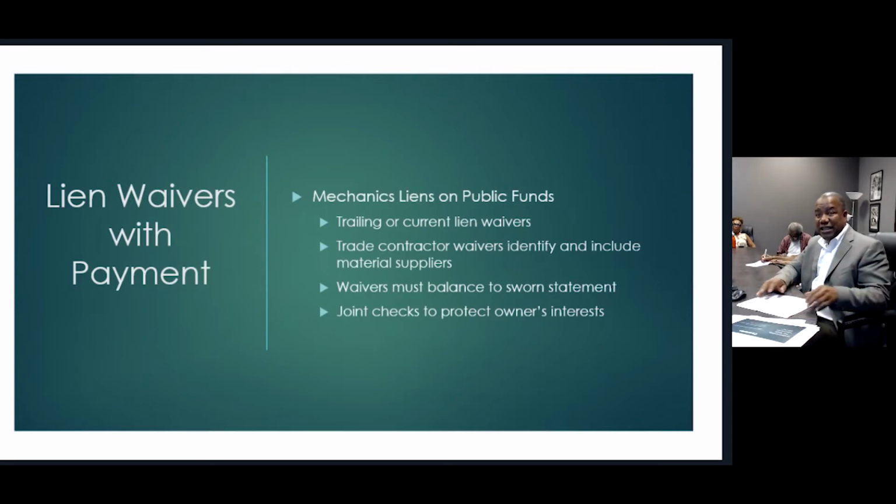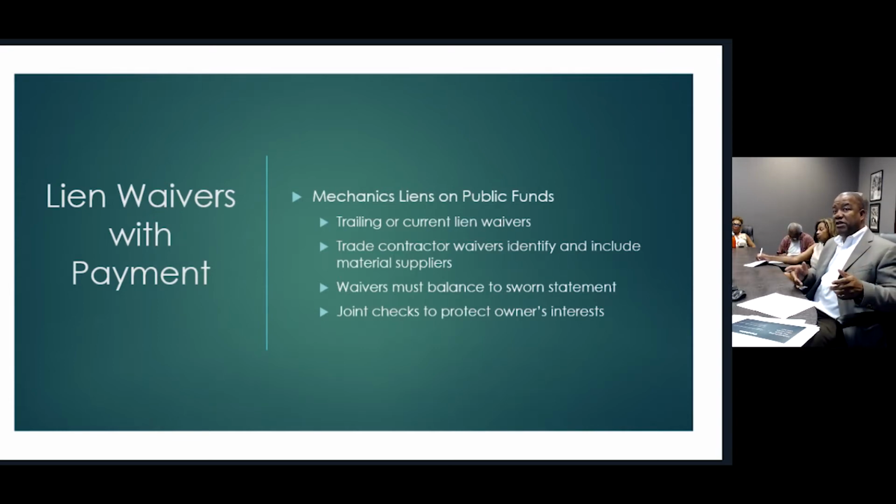Okay. Liens with payment. Now, I've already gone through what trailing versus current lien waivers are. You now know that on public jobs, we're talking about trailing waivers. And on the trade contractor waivers, identified include all material suppliers. Those are your cousins in this process. You've got to include everybody that's due money on this job. And that includes, in some instances, someone that's provided a certain service for you outside of a supplier that's unique to the job, but they should be listed as well.